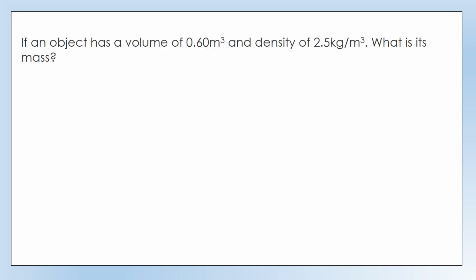Let's look at something slightly different. Here we've got volume 0.6, density 2.5, and we want the mass. Looking at what we've got, we've been given a volume, we've been given a density, and we want to know the mass.